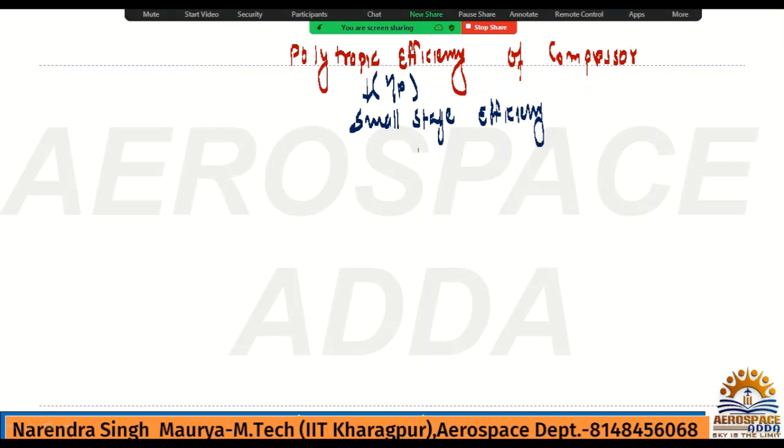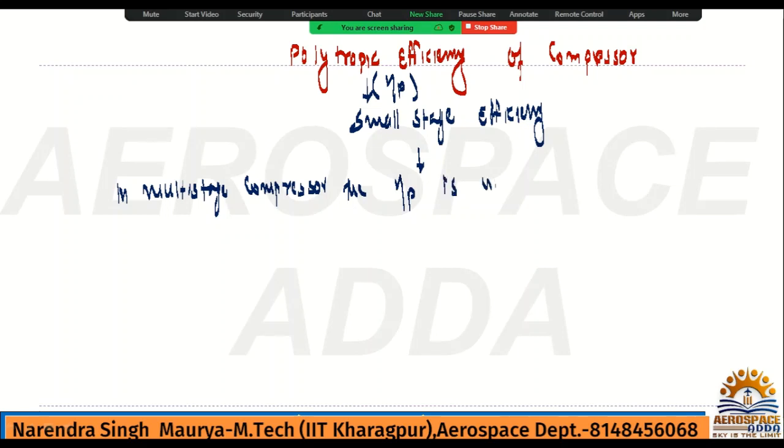I can write here: in a multi-stage compressor, the polytropic efficiency, which is eta p, is used in defining the isentropic efficiency eta c of the compressor. Eta c is the isentropic efficiency of individual stages.